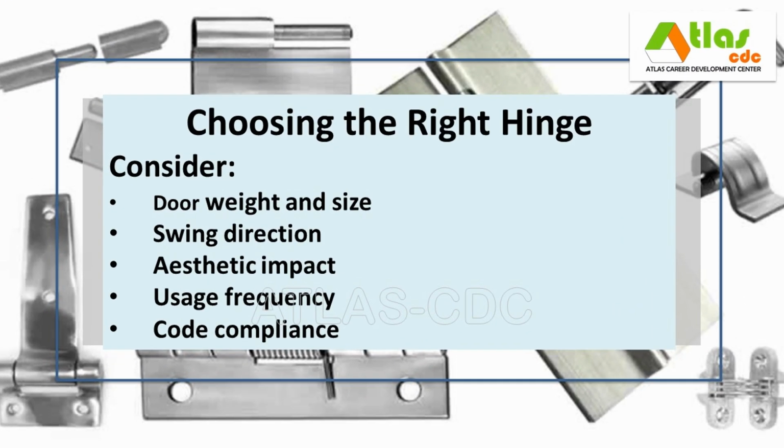The following factors are to be considered when choosing the right hinge for any architectural or interior application. These points help ensure proper functionality, safety, and visual harmony. 1. Door weight and size. Heavier or larger doors require stronger hinges that can support their load without sagging. 2. Swing direction. The type of hinge depends on whether the door needs to swing one way or both directions. 3. Aesthetic impact. Choose between visible or concealed hinges based on the desired appearance of the door or cabinet. 4. Usage frequency. High-traffic doors need durable hinges that can withstand repeated use over time. 5. Code compliance. Some doors, like fire exits or accessible entries, require specific hinges to meet building code requirements.